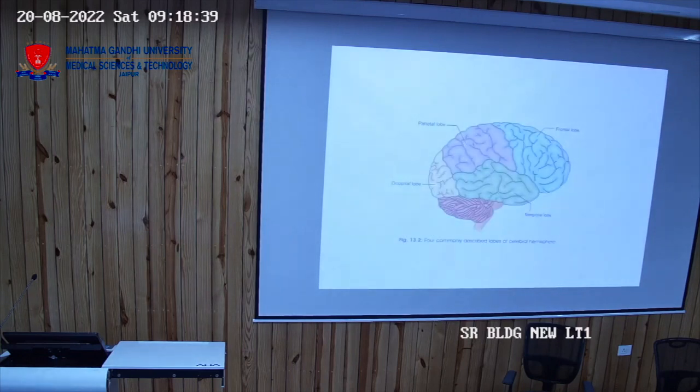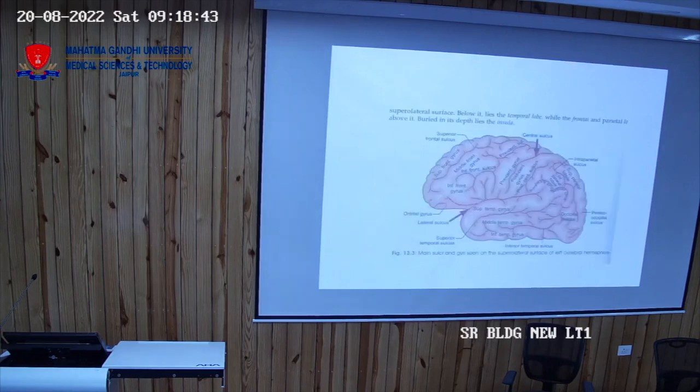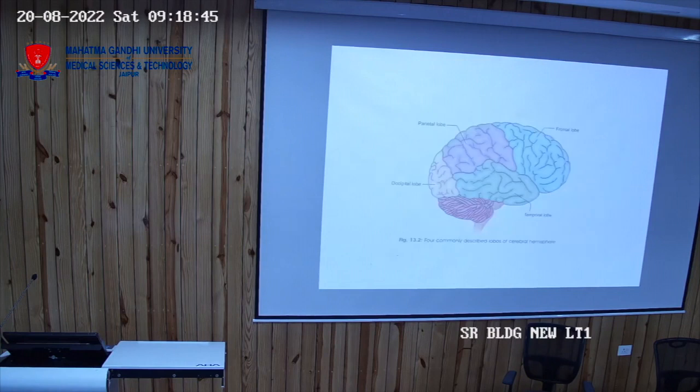This is the diagram showing the different parts, different lobes you can see here. This is the frontal lobe, parietal lobe, the temporal lobe, occipital lobe, and this is the part of the cerebellum. This is midbrain, downward pons, and combinedly they are named as brain stem.